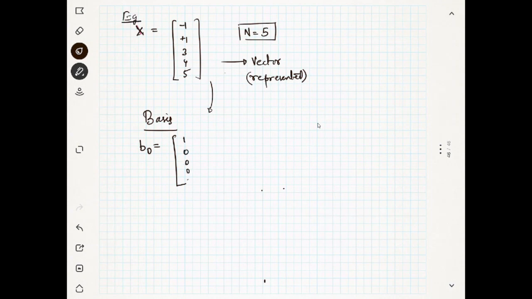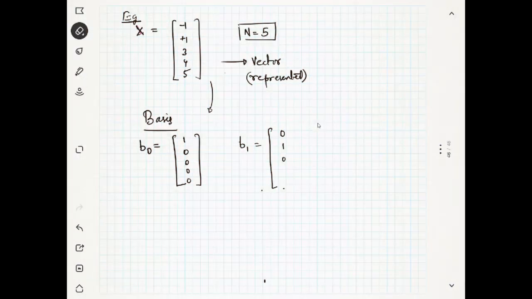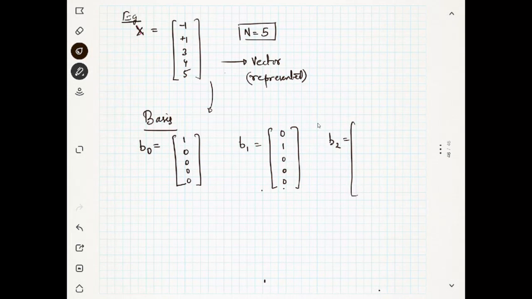1 0 0 0 0. This is my first basis, and my second basis is 0 1 0 0 0. And this is my B2: 0 0 1 0 0, and my B3 is 0 0 0 1 0. Do you agree with me? B0, B1, B2, I think yes.